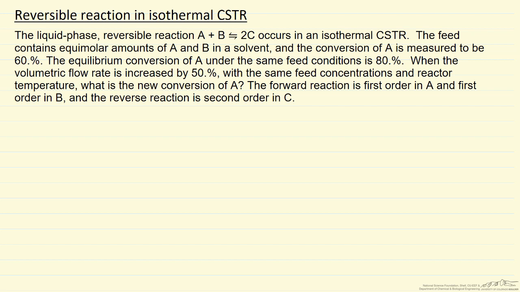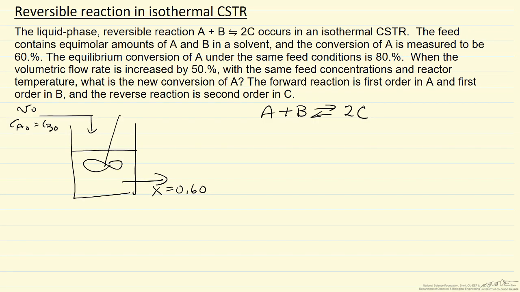We're also given equilibrium information, and so we can use this information to determine the new conversion without actually knowing the rate constant or the volume of the reactor or the volumetric flow rate. We just know that they're not changing when we increase the flow rate. So let's first write down the reaction and draw a diagram showing the information that's known.